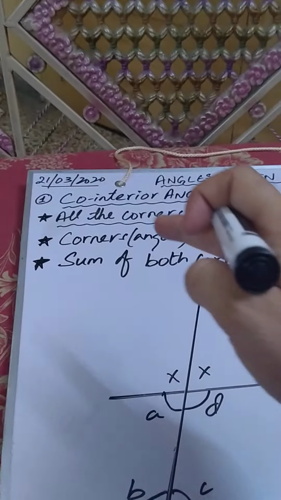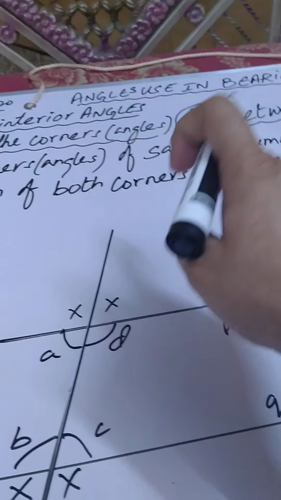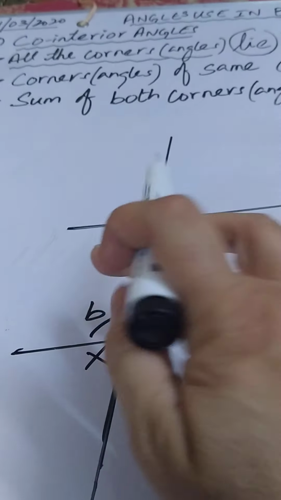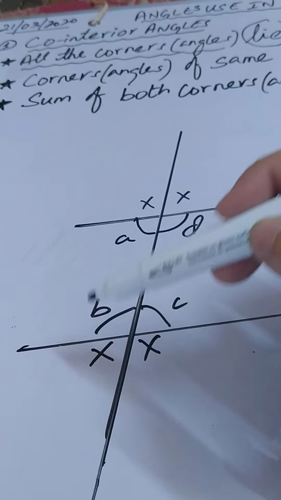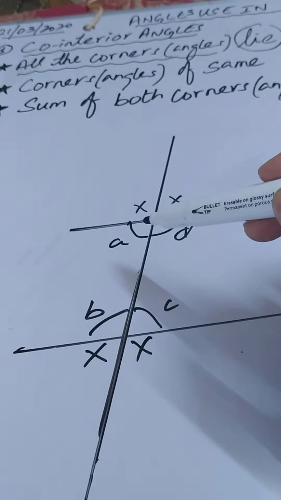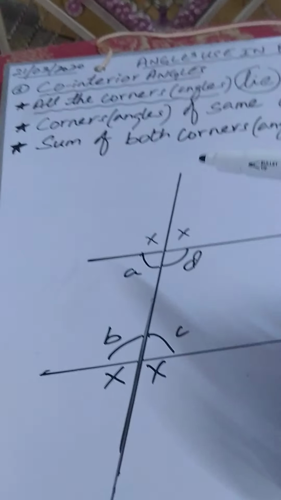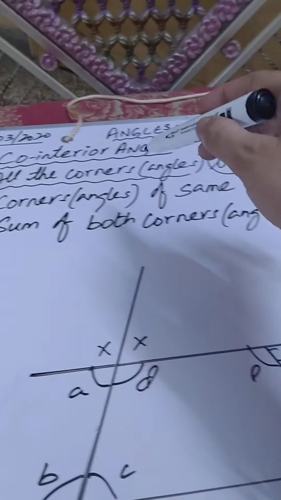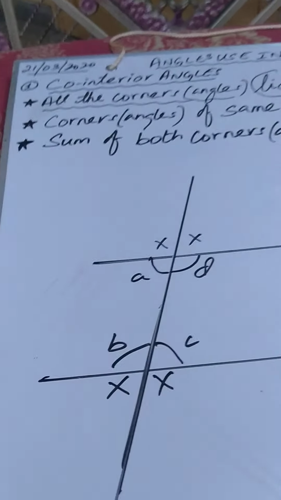Okay guys, so number 1, all the corners lie between the parallel lines. Number 2, corners of same column. So look here, this is first column, this is second column guys. So A and B lie in the same column, C and D lie in the same column. All the corners lie between two parallel lines, so A, B, C, D, these 4 corners lie between the two parallel lines.